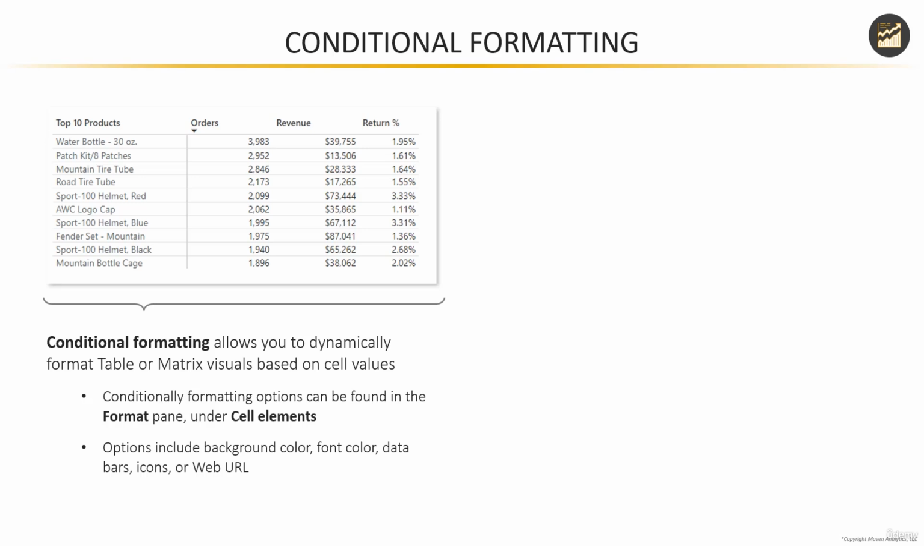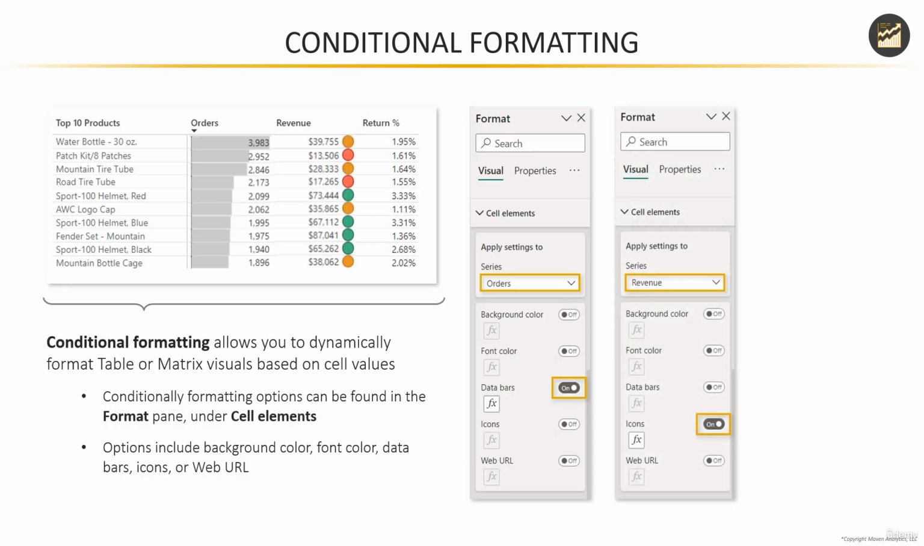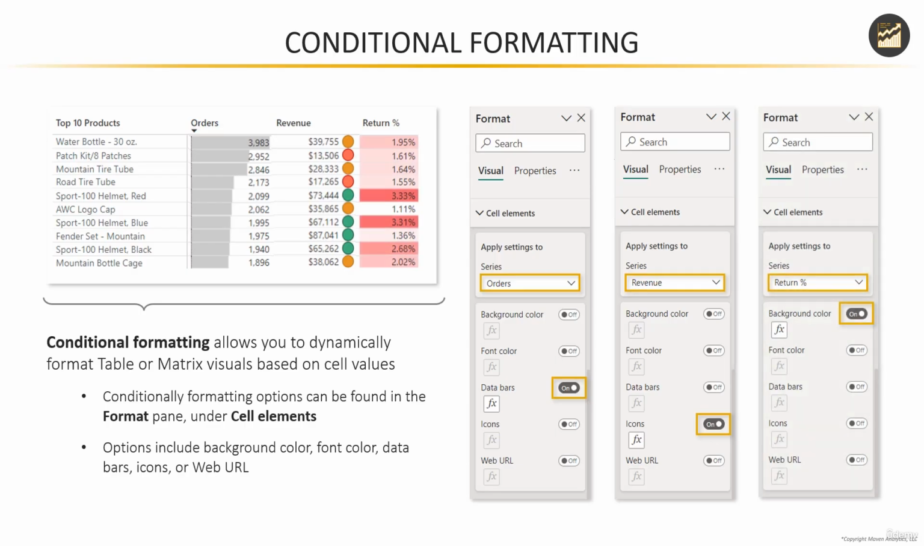And the reason I love conditional formatting is that it really brings these values to life. For instance, we could add data bars to that orders column, which really draws attention to these patterns and these relative differences between rows. We could add icons to the revenue column, or background colors to our return rate column, and so on and so forth.